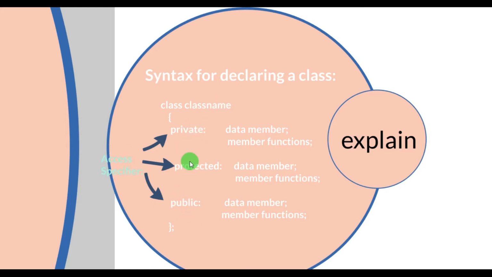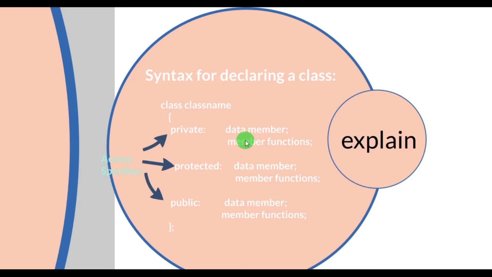You have three access specifiers here: private, protected and public. In front of that we have data members and member functions with the semicolon. In front of protected you have data members semicolon and member function semicolon. And next is public. In front of that you have data members and member functions. So here you can see in each and every access specifier you have declared data members and member functions. So these are the rules.